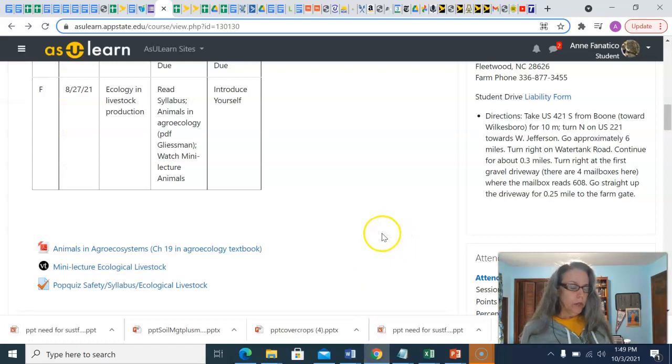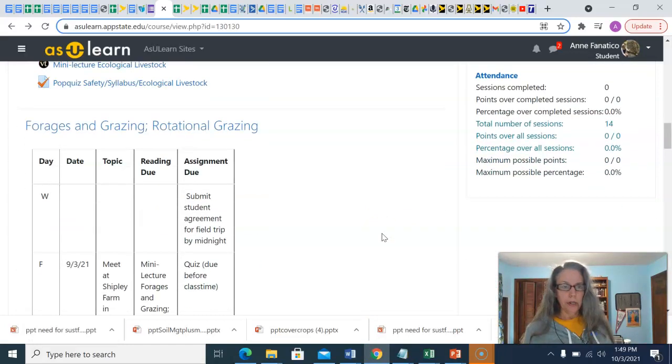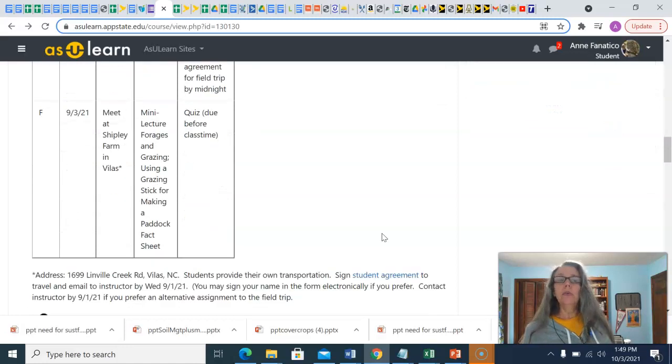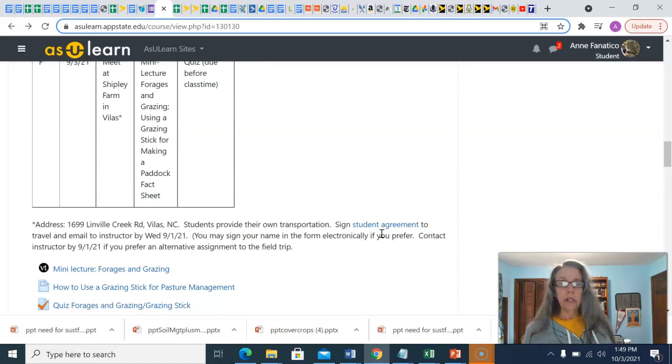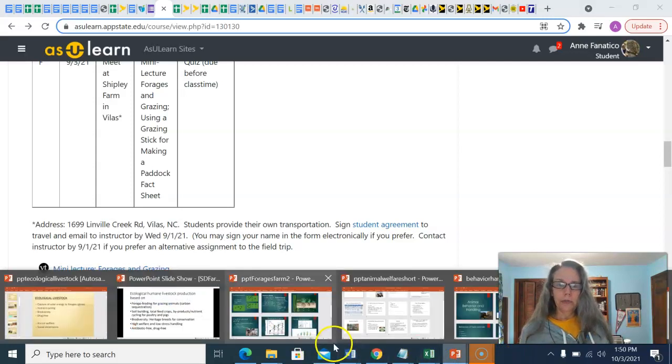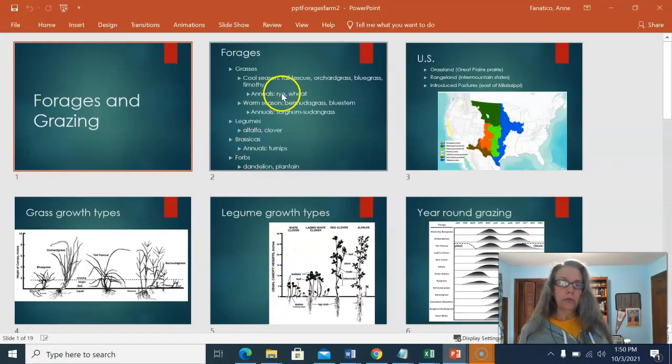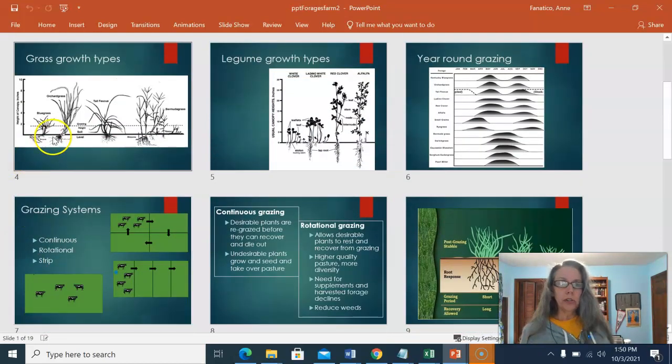So these are the issues that we started out with. And we went straight to foraging, grazing, and you had a mini lecture, and you also read about using the grazing stick and learned how to make calculations. So we started out focusing on the importance of knowing different types of forages, grasses, legumes, some brassicas, and then we looked at different growth types of forages, because you do need to be able to recognize some forages.